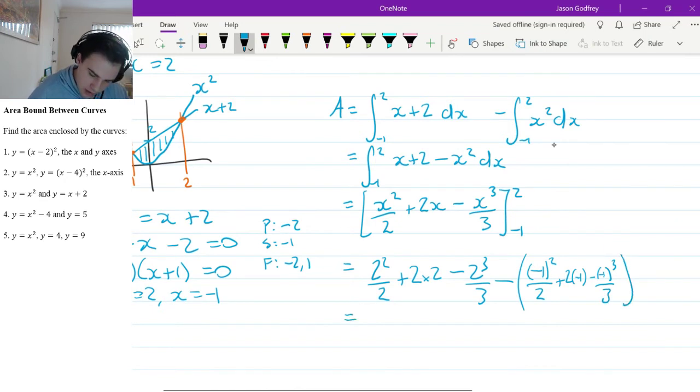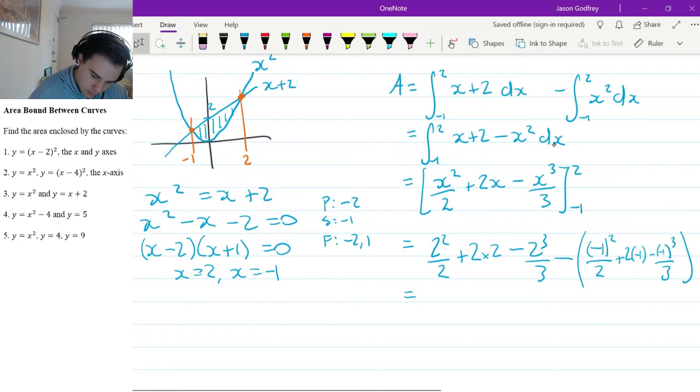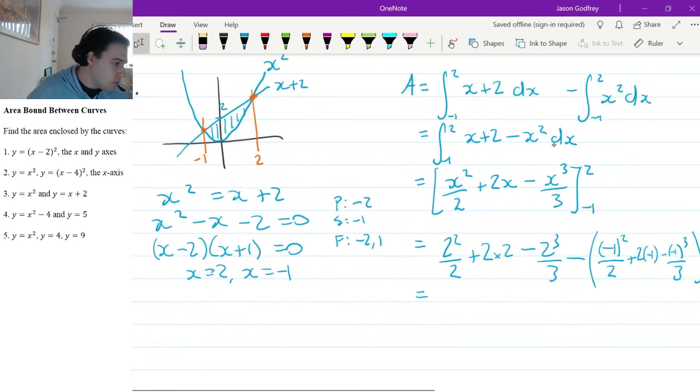At this point let's just put this in our calculator. What's that? 2 plus 4 minus 8 on 3, minus a half minus 2 plus a third, all in brackets. Should be 4.5 square units.